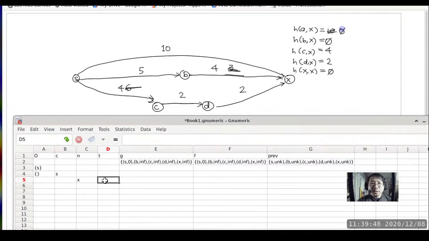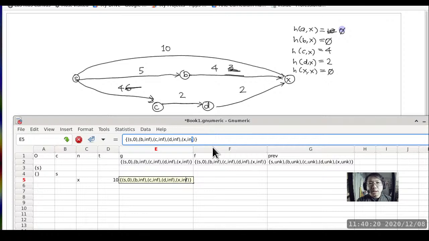So G of X is going to be G of S, which is by definition 0, or by initialization 0, plus the distance of the edge SX, which has a distance of 10. So that means t is going to be 10 in this case, and we're comparing 10 to infinity because X has an initialized g value of infinity, and 10 is less than infinity. Okay, so let's go into the then branch of the conditional statement.